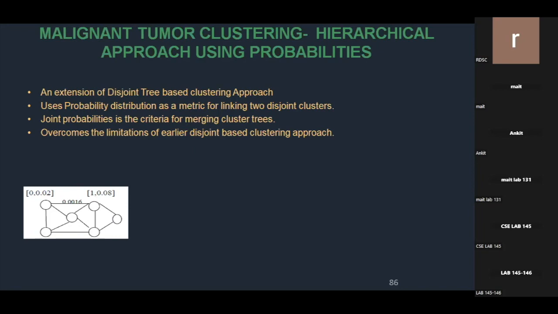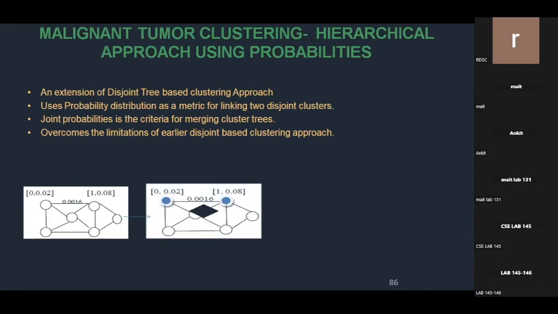Like this, suppose in this graph we have two nodes 0 and 1 having some probabilistic information, like 0.2 and 0.8, and these are merged using joint probabilities. Then we come up with an edge to join these two nodes with some value, 0.0016. This is one such example.